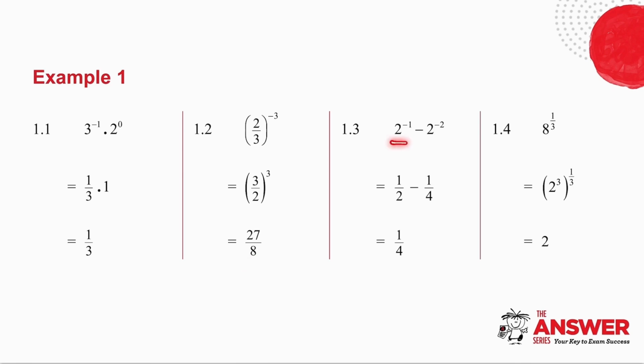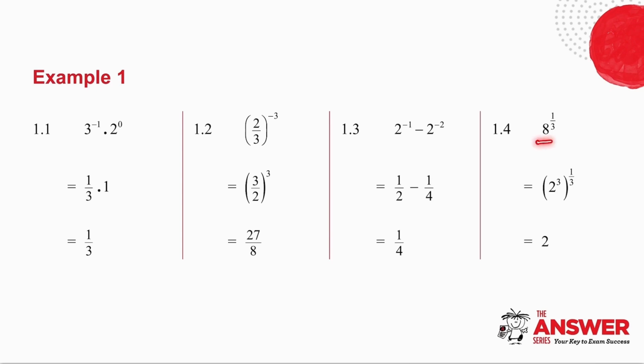1.3, 2 to the minus 1 is 1 over 2 to the 1, in other words, a half. 2 to the minus 2 is 1 over 2 squared, so a quarter. And a half minus a quarter is a quarter.